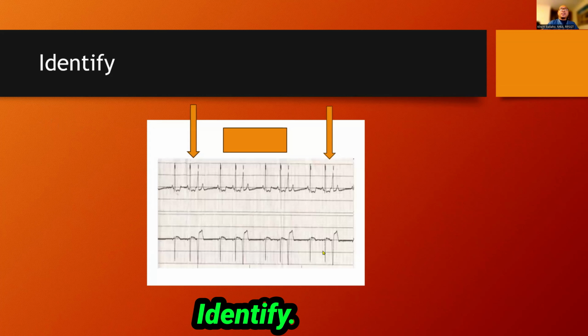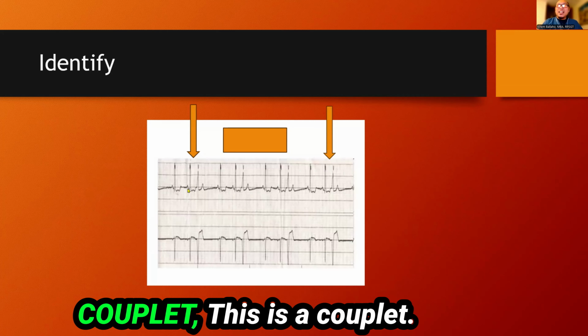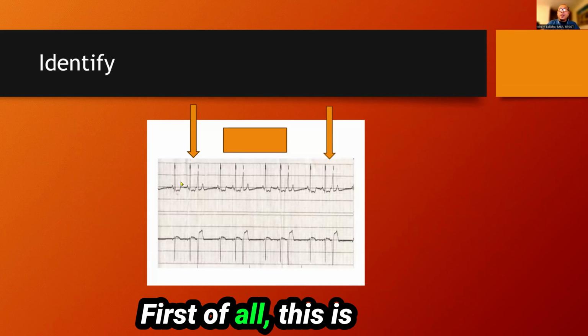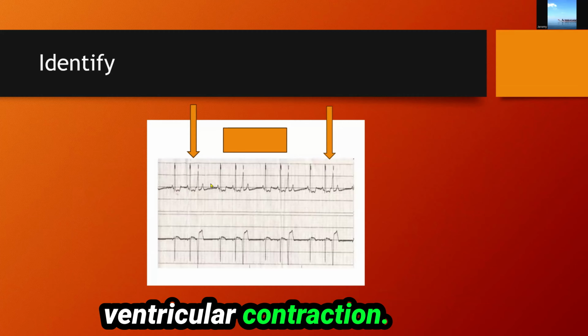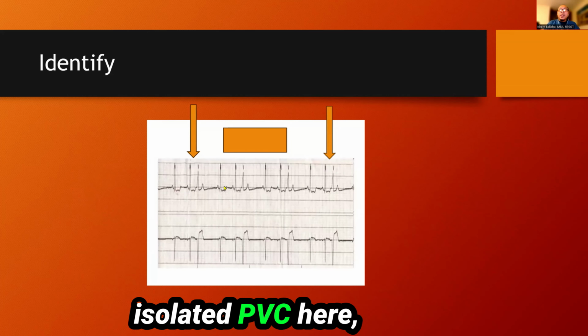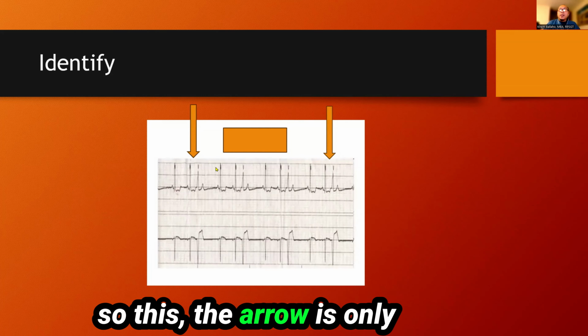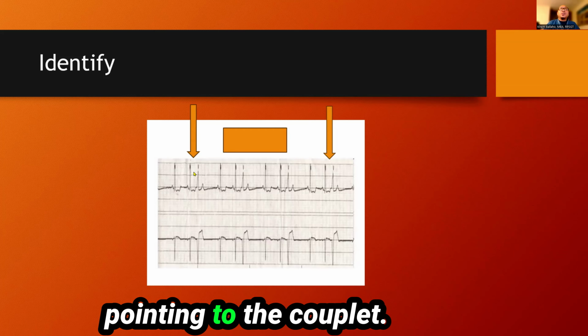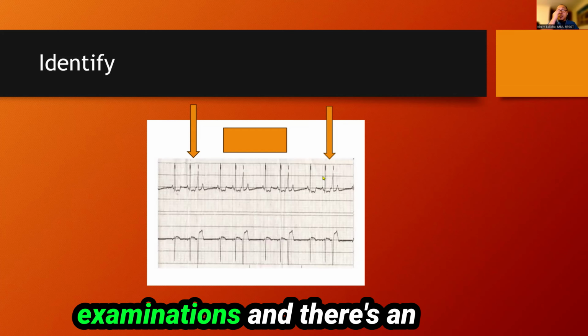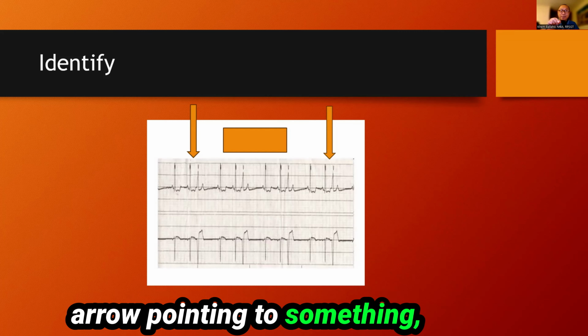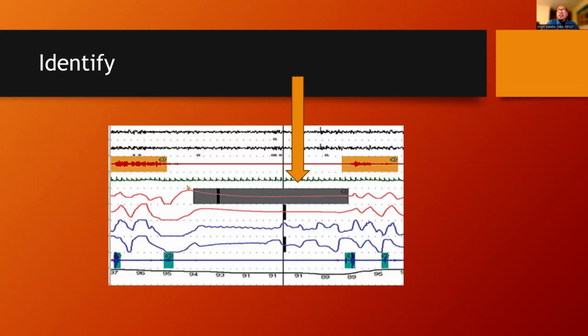All right. Identify. What is this? Couplet. This is a couplet. First of all, this is a PVC, premature ventricular contraction. So there's an isolated PVC here. The arrow is only pointing to the couplet. So when you're asked in the examinations and there's an arrow pointing to something, don't look at other stuff.